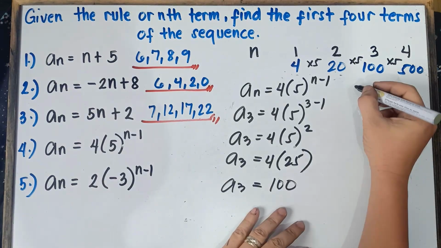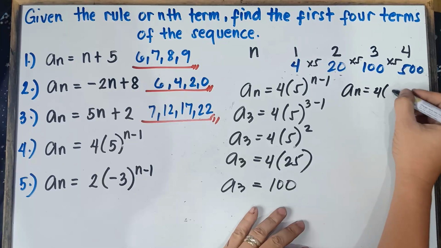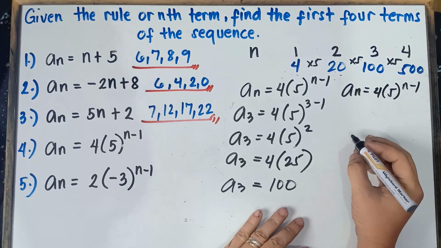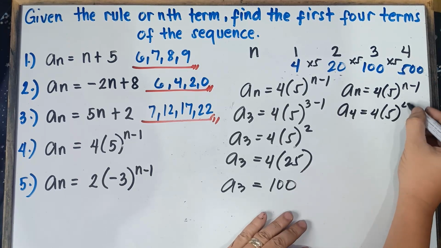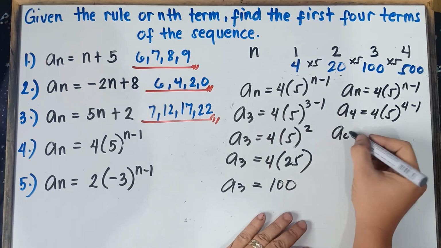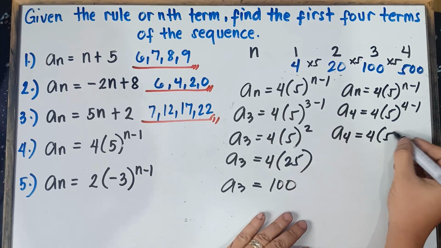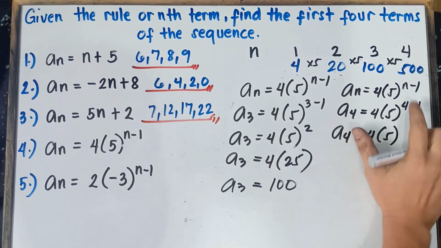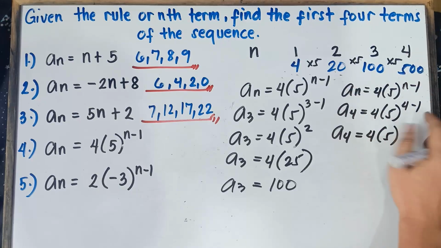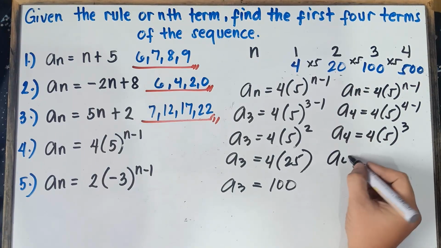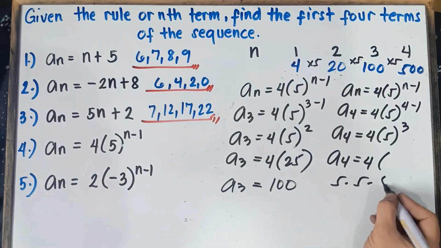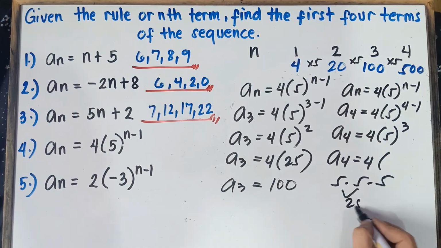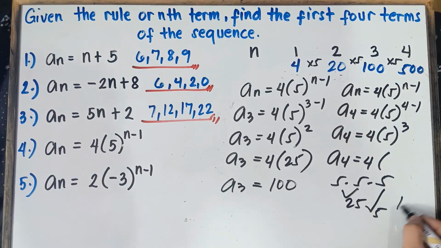Alright, let's do that. a sub n equals 4 times 5 raised to n minus 1. So a sub 4, fourth term, so 4 times 5 and then 4 minus 1. So a sub 4 equals 4 times 5. Once again, class, simply substitute the value of n, that would be 4, fourth term. 4 minus 1, that would be 3. So a sub 4 equals 4 times 5 raised to the power of 3. It means you multiply 5 by itself 3 times. 5 times 5 times 5. 5 times 5 is 25. 25 times 5, that would be 125.